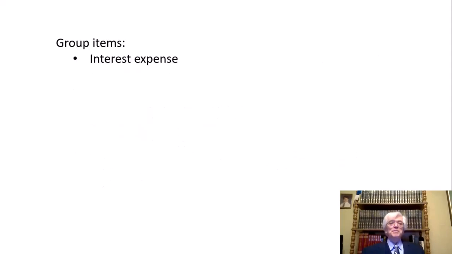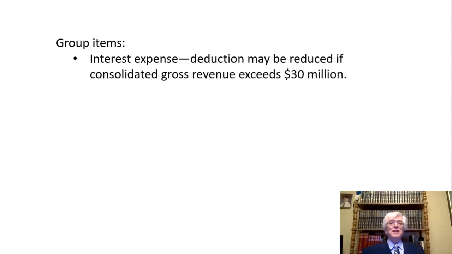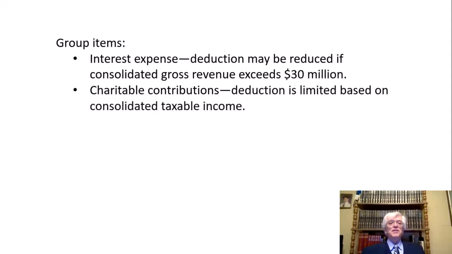Continuing on with group items, interest expense. Interest expense deduction may be reduced if consolidated gross revenue exceeds 30 million. So you don't know how much interest expense you can deduct until you can see consolidated gross revenue. Similarly, charitable contributions, the deduction is limited based on consolidated taxable income, 10% of consolidated taxable income. So you need to know the consolidated number before you know how much charitable contributions can be deducted.